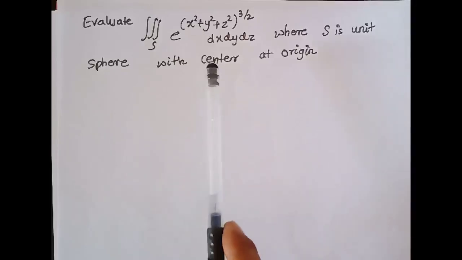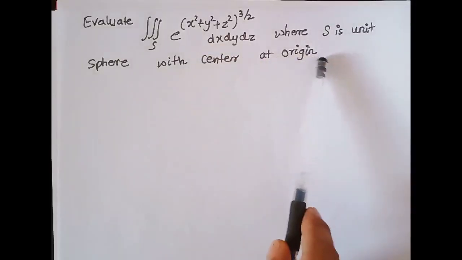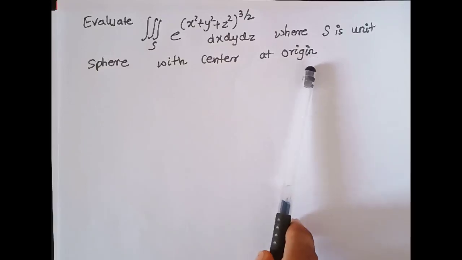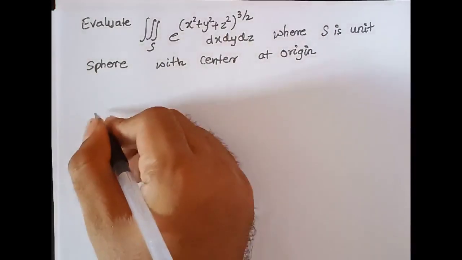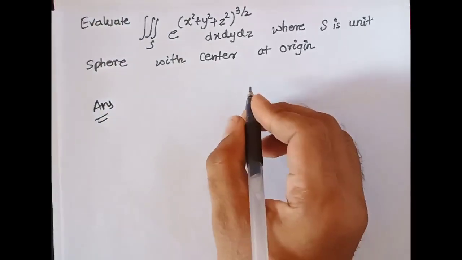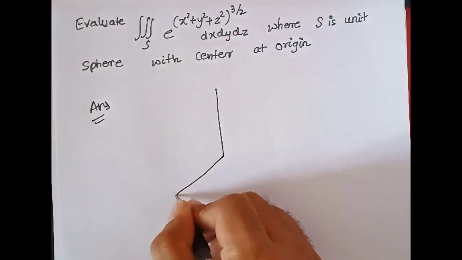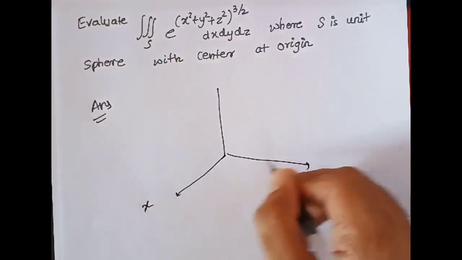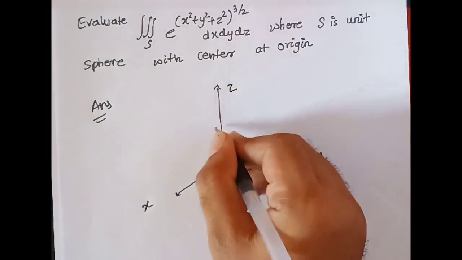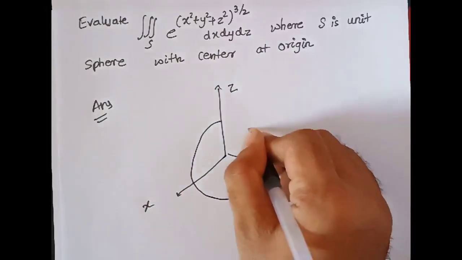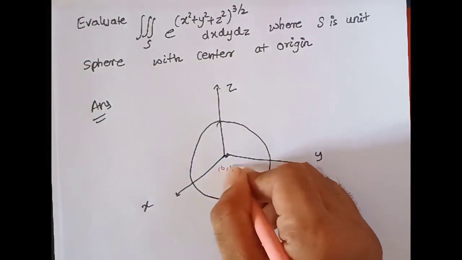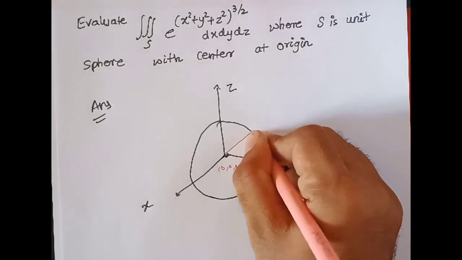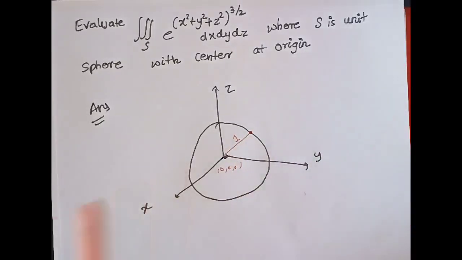Hello everyone. So again we have an integration where we have to integrate this function on a unit sphere with center at origin. That means we have our axes x, y and z, and we are going to just imagine a sphere whose radius from the origin, that is 0 0 0, to the surface, will be 1 unit. Okay, we are using a unit sphere.